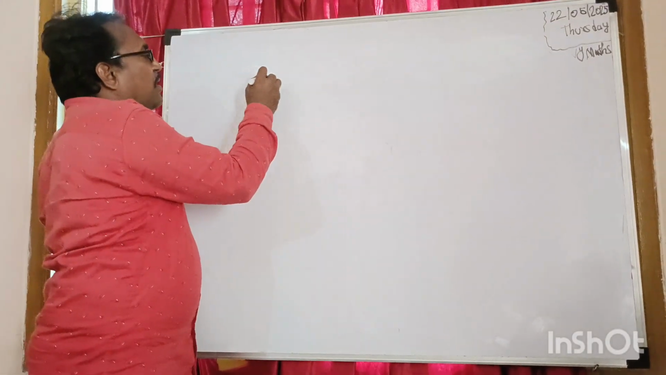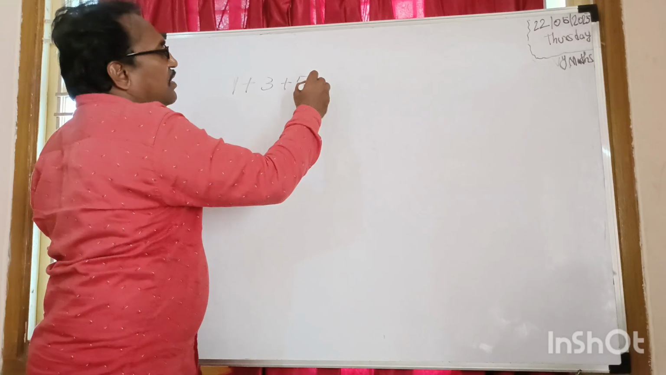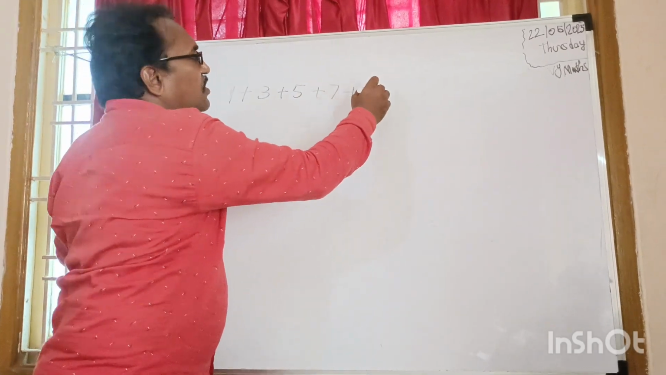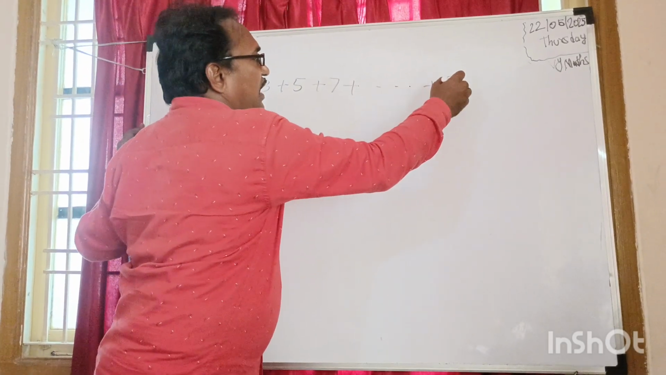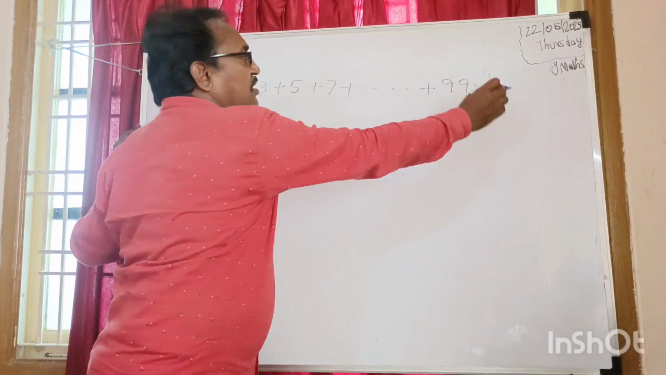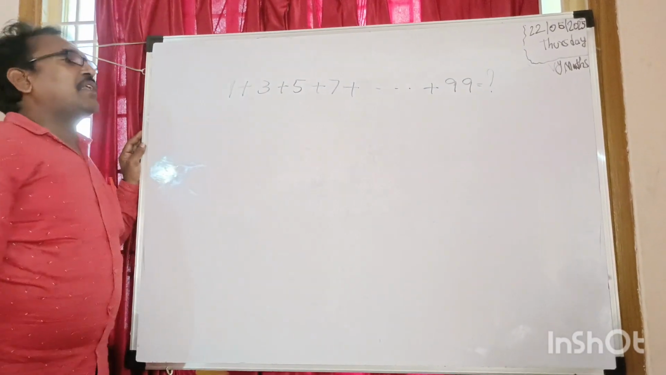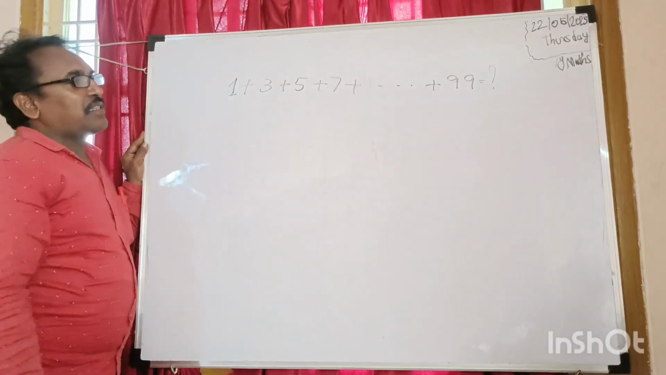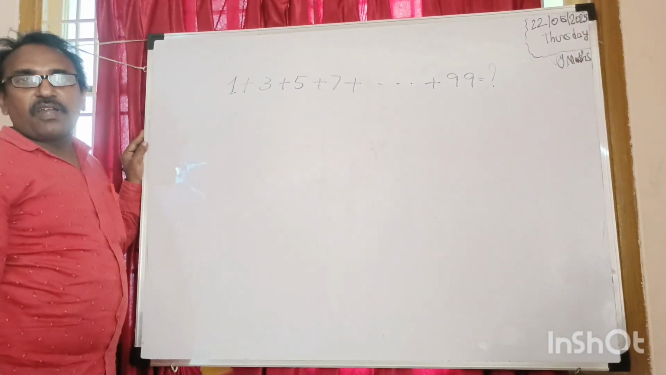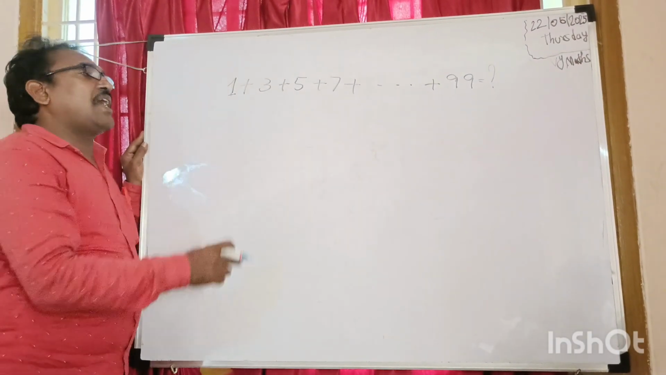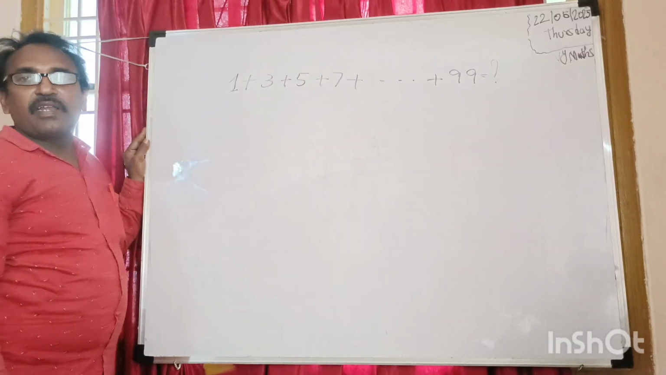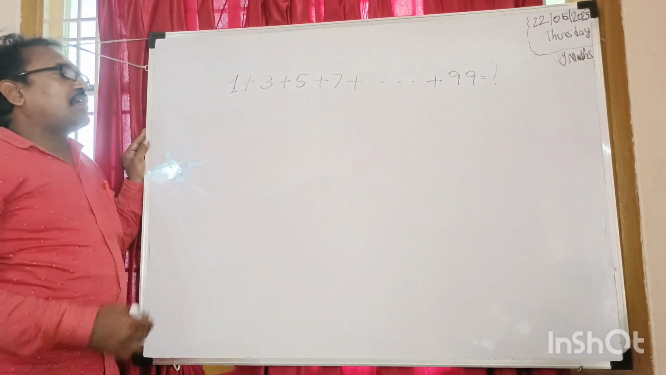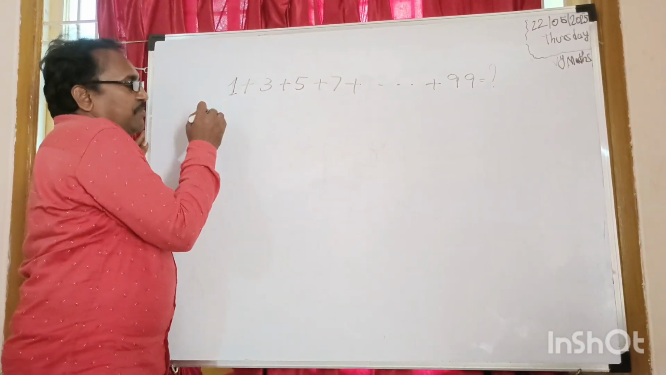For example, 1 plus 3 plus 5 plus 7 plus and so on up to 99. So what is the sum? Questions may be asked like this in general, up to 99, how to find out. In a general way we cannot add up to 99, it's a very cumbersome method. So here we have a formula.